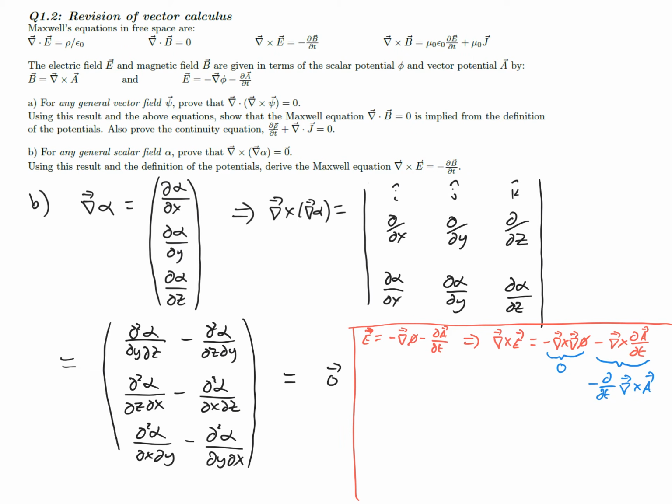And the curl of A, we know from the definition of the potentials, is called B. It's the magnetic field. And so, putting all of this together, we have that the curl of the electric field is equal to 0 minus d by dt of B.